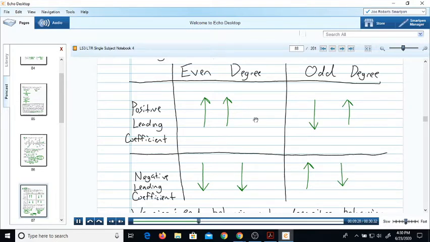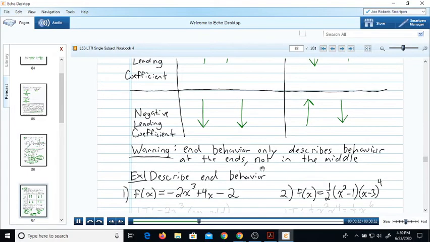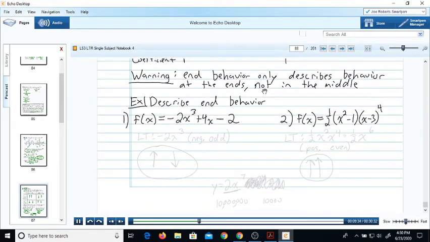So let's go ahead and practice this. Let's describe the end behavior of number 1. So the leading term is negative 2x cubed. Notice that this is negative and odd degree. Alright, negative and odd means it's going to be a net decrease with tails going in opposite directions, so it's going to start high and end low. And then let's go ahead and look at example 2.